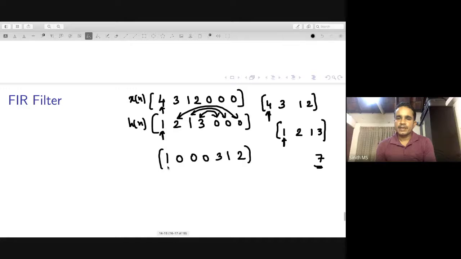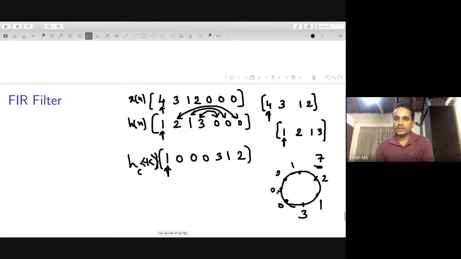This is the new signal h of minus k, circularly shifted. So the circular time reversed version. This can be confirmed with this value also. You have 1 2 1 3, and again 3 zeros, 0 0 0. To do circular time reversal, you start from here: 1 0 0 0 3 1 2. So the same thing happened here. Now the circular time reversal is done.